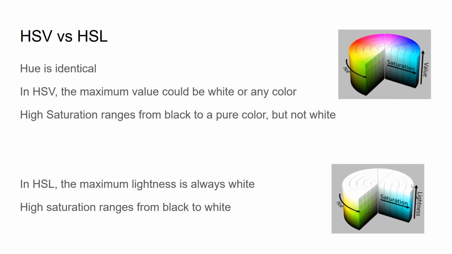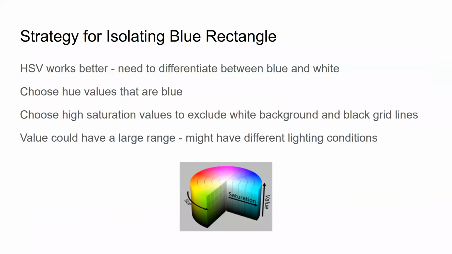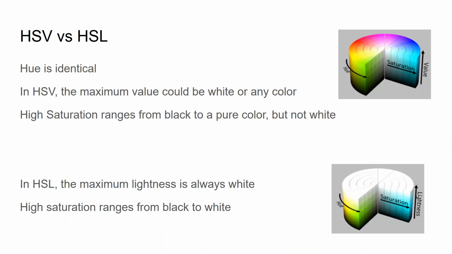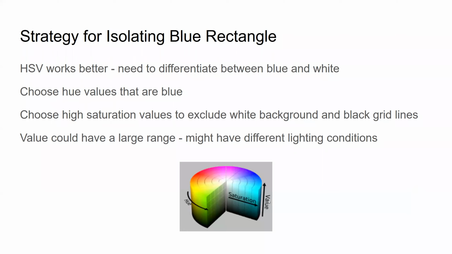So it really depends on the situation which one you want to use here and how you're trying to differentiate colors. In this specific case, I would say HSV would probably be better because we want to differentiate between blue and white. In HSL, it's a little bit harder to do because with HSV, we can just say we want a high saturation, and that'll pretty much get rid of most of the white values, where the high saturation in HSL could still get us those white values.